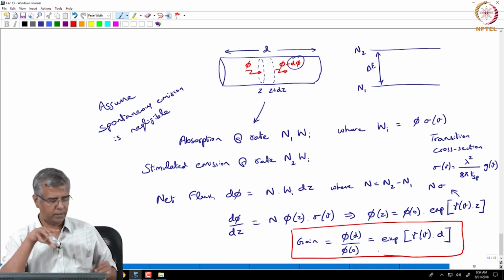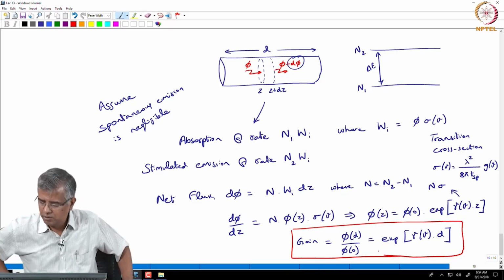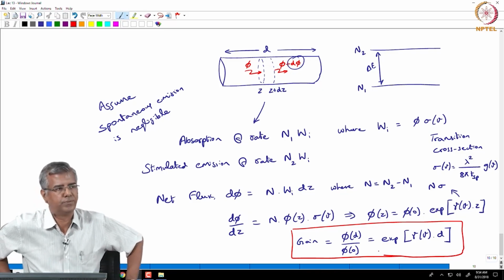So, this is just a simple model, but like I said, we'll go into more details as we move on, okay.